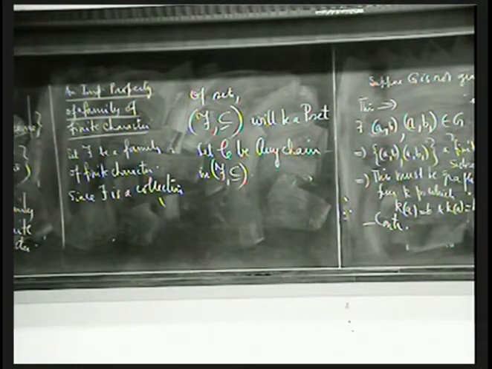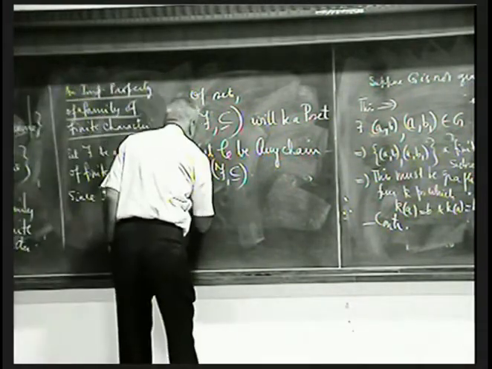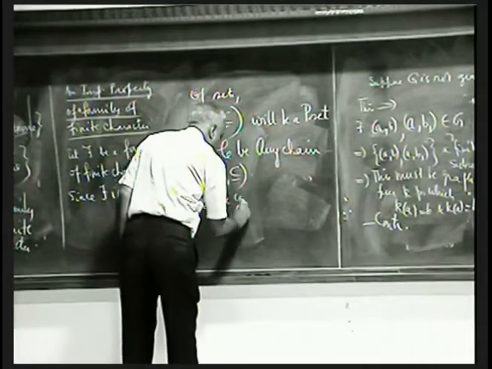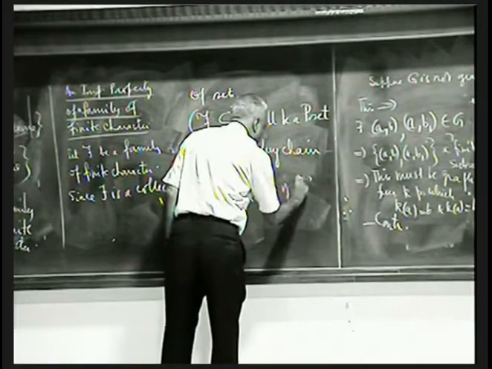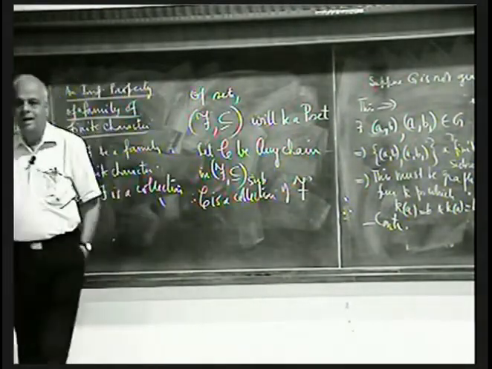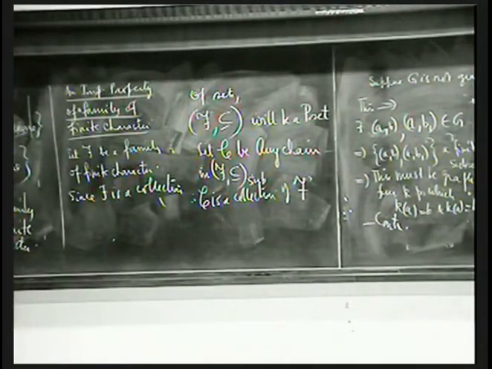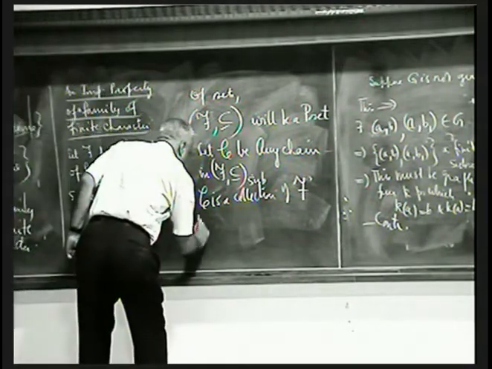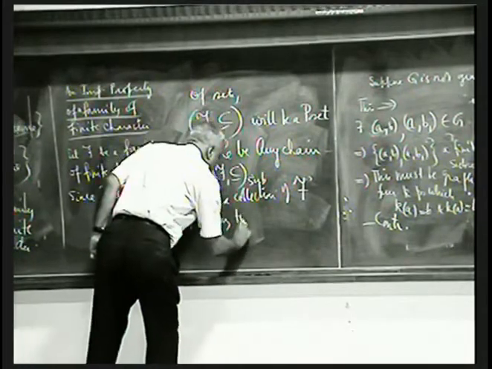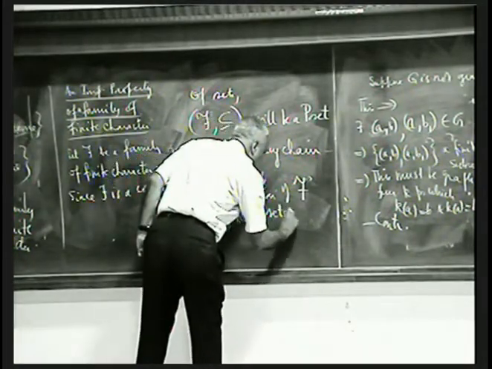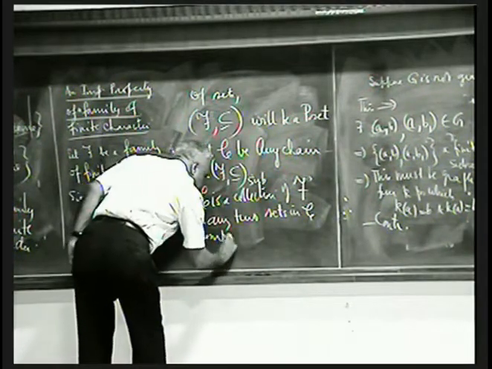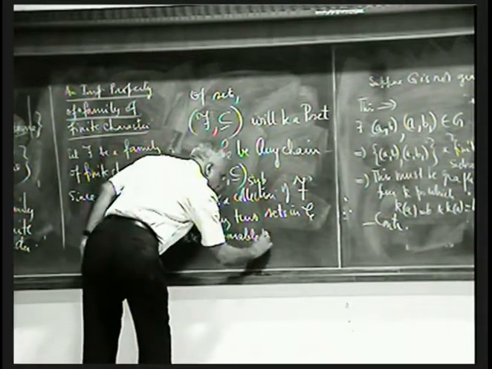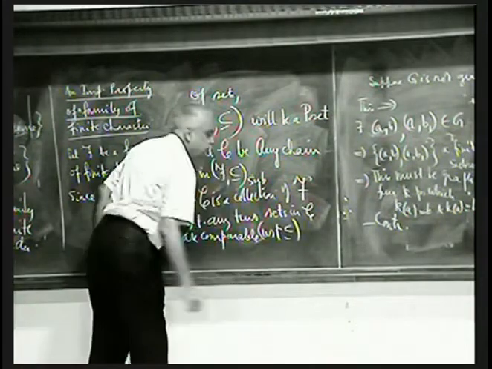So C, therefore, is a collection, a sub-collection of F. It's a subset of F. The chain is a subset of the poset such that any two sets in C are comparable with respect to the relation subset of.